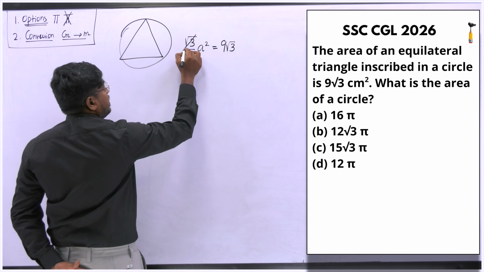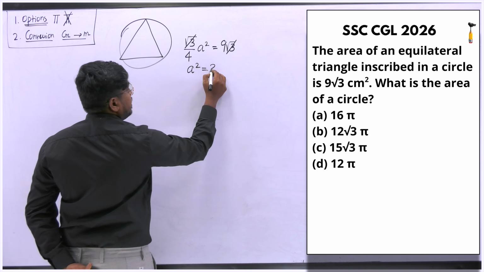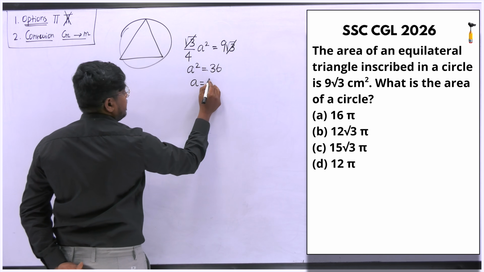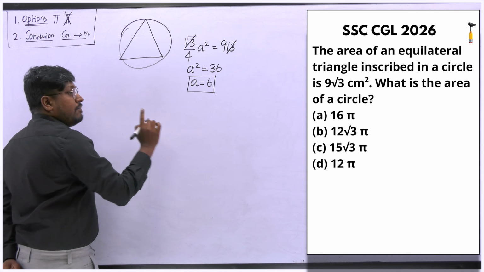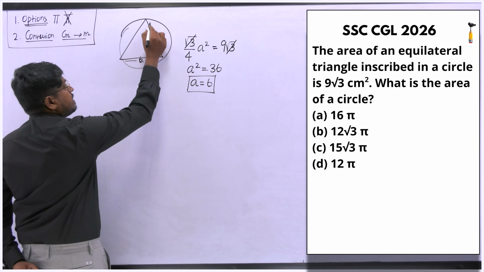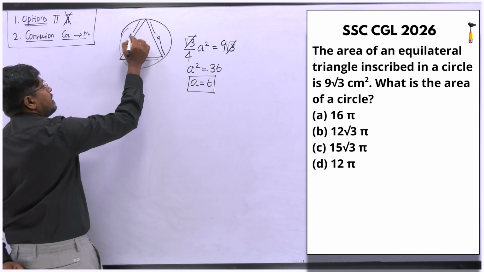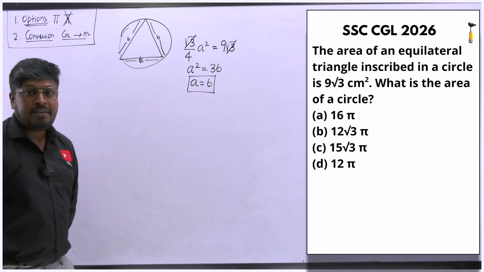So try to cancel it. We can cancel root 3. So a square will be 9 fours are 36. So a will be 6. So finally we got the value of a 6, which acts as the side of a triangle. Side of the triangle. We got 6 here as well. So now we got the side of an equilateral triangle, which is 6.